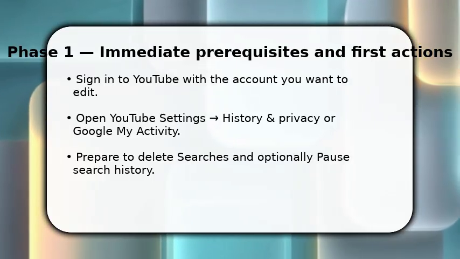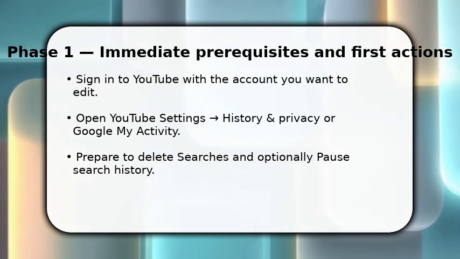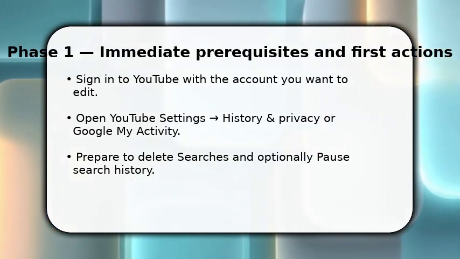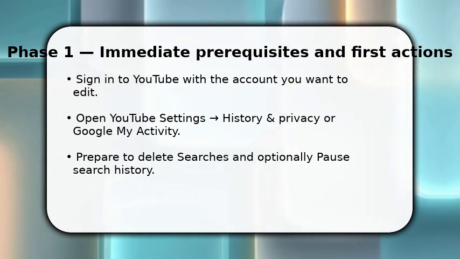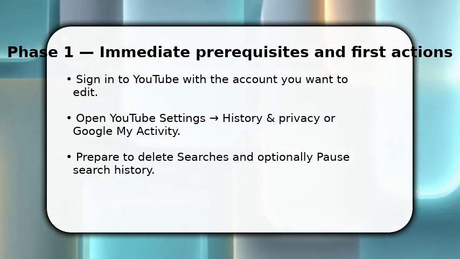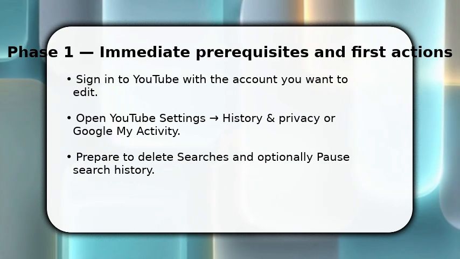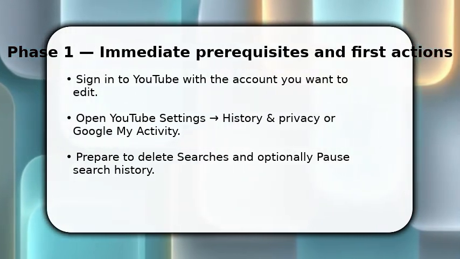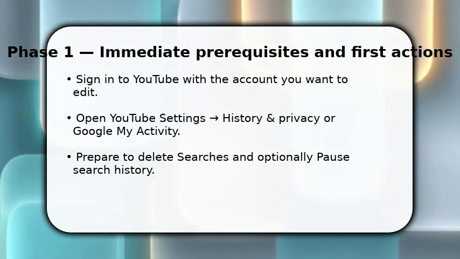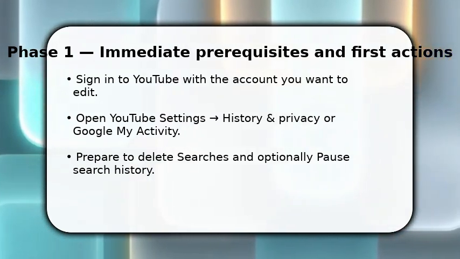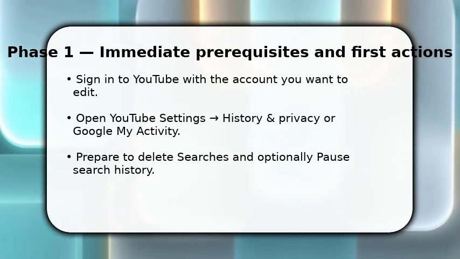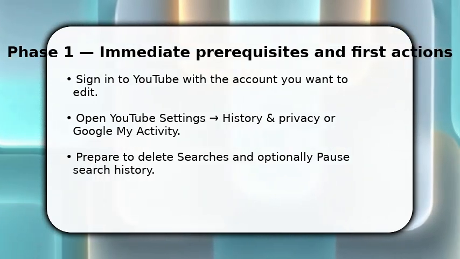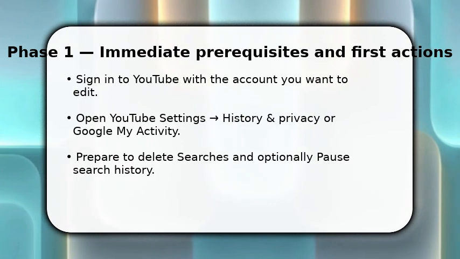You're signed in. Now go directly to YouTube settings, then History and Privacy. This is where search is live. Once there, tap Clear Search History to remove recent queries and use Pause Search History to stop future logging. You do this because YouTube uses searches to shape suggestions and recommendations. Clearing resets that signal. Make sure to confirm any prompts, and remember that deleting search history doesn't remove watch history.